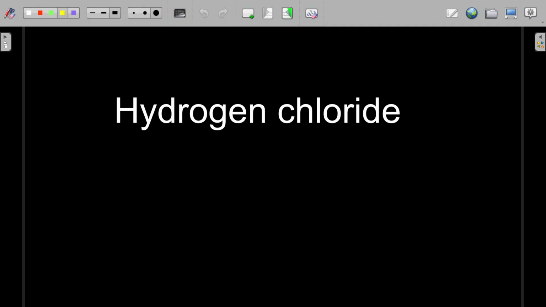Hydrogen chloride gas. So we know HCl is a polar covalent compound because chlorine is more electronegative than hydrogen. Therefore, when you dissolve it in water, it will split into hydronium ion and chloride ion. This means what? You can call HCl an acid only if you dissolve it in water, or only if it comes in contact with water.